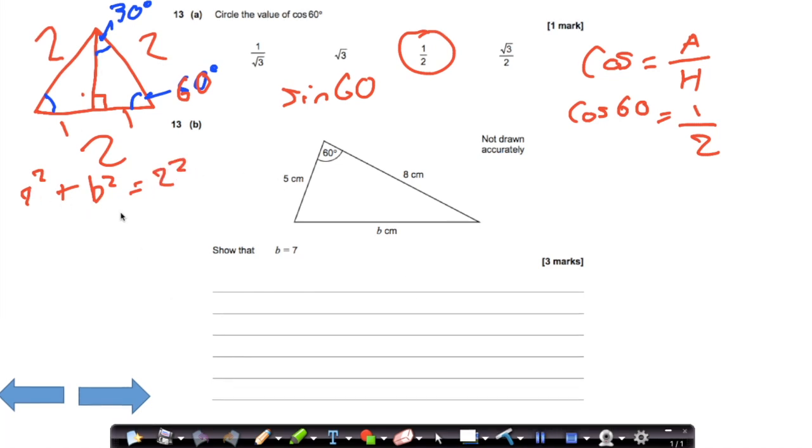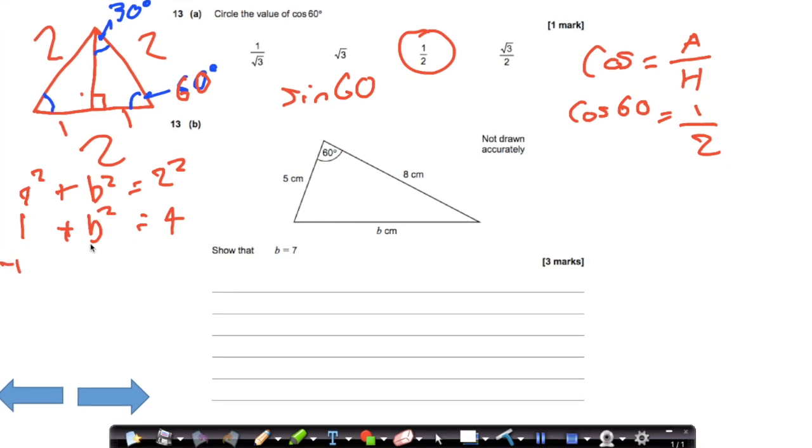So 1 squared plus b squared equals 2 squared. 1 squared is 1, plus b squared, which we don't know yet, equals 2 squared, which is 4. Solving this equation, we would take away 1 to get rid of our 1 from this side. So minus 1 on both sides to give us 3. So b squared equals 3. And then we would square root both sides to give you b equals the square root of 3.